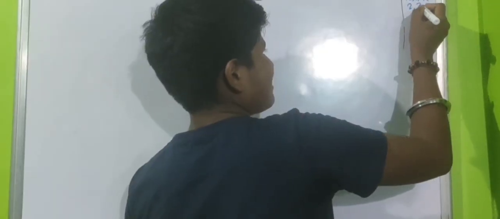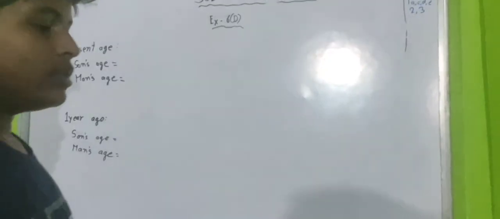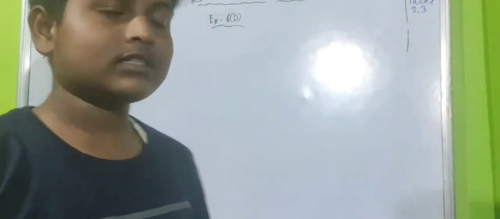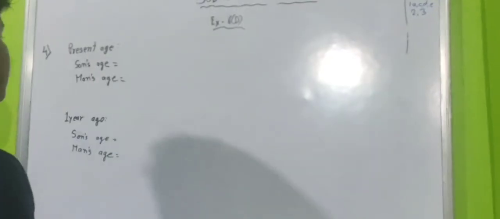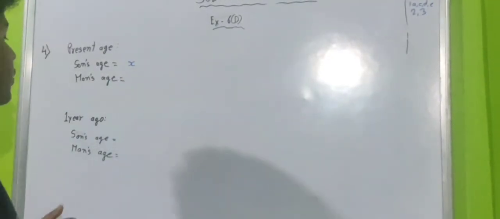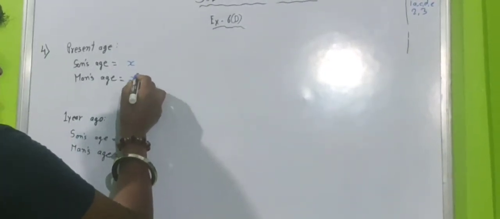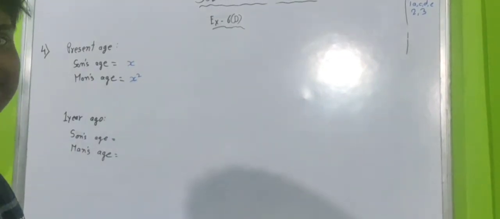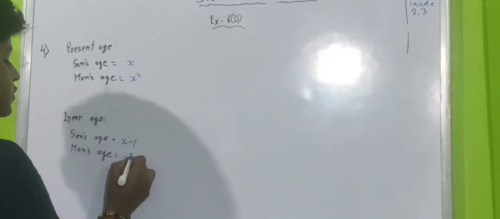3 are homework. I will solve number 4. Read very carefully. Read the question and write the given at the same time, for better clearance and the results will be accurate. Let the son's age be x. So in the question it is written that the man's age is the square of the son's age. So x square. And 1 year ago means 1 year before. So the son's age will be x minus 1 and the man's age will be x square minus 1.